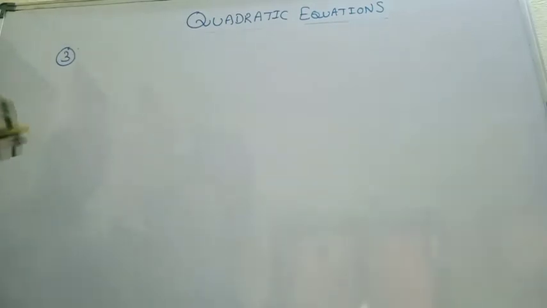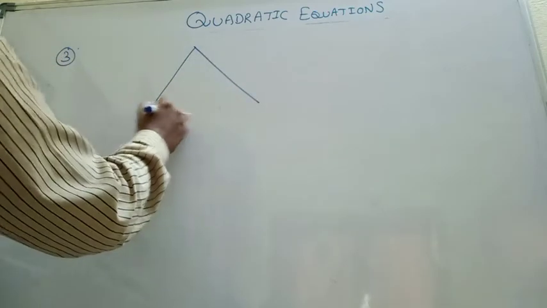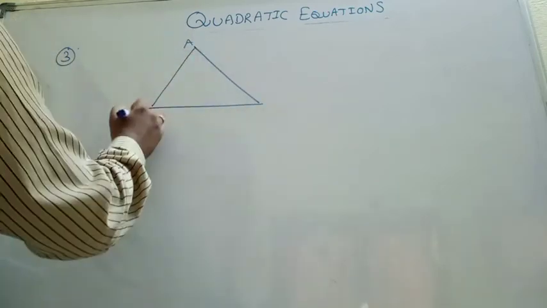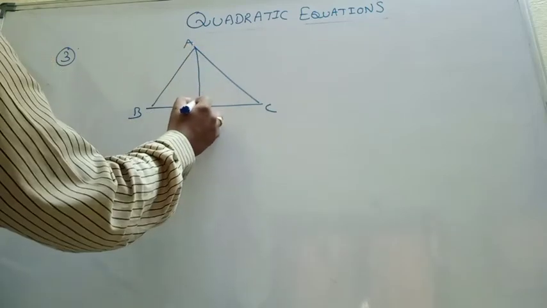Next we have another, the third problem: the base of a triangle is 4 centimeter larger than its altitude. If the area of the triangle is 48 square centimeter, then find its base and altitude. You see here we are having one triangle, A, B, C, something like this. This is the base, and the altitude is this.